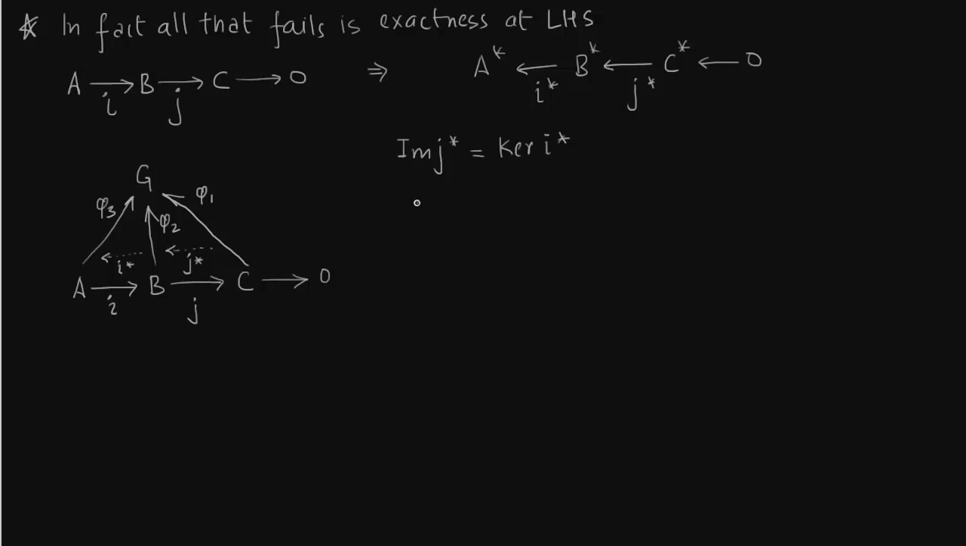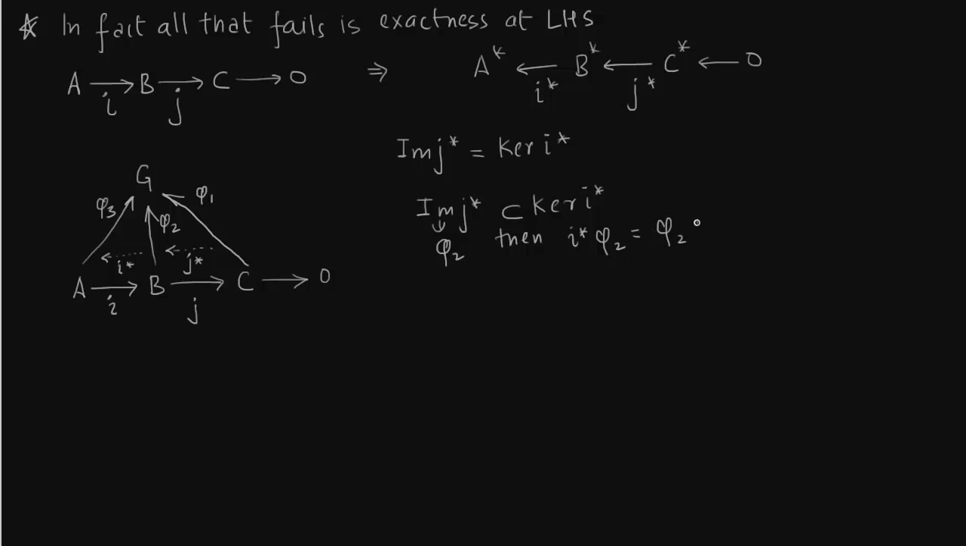First, we show image of j star is contained in kernel of i star. So how do we do that? Say there is a map phi 2 in image of j star. So we have to prove it lies in kernel of i star, that is, we have to show that i star phi 2 is 0. So this is what we have to prove.